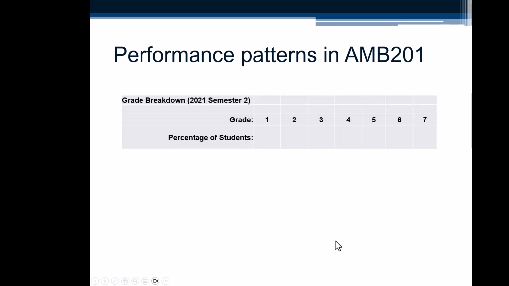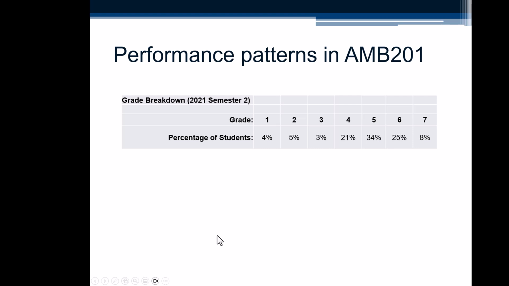As you know, around the university we have a grading system of 1 to 7, where 1 to 3 represent failing grades and 4, 5, 6 represent passing grades, where 4 is a pass, 5 is a credit, 6 is a distinction, and 7 is a high distinction. And what we can look to is a recent semester similar to this one, and how many students fell into each of the grade bands.